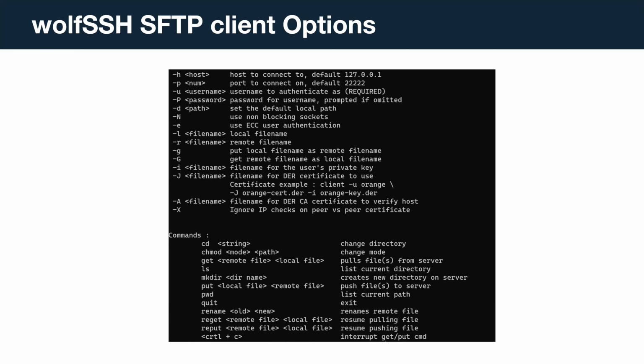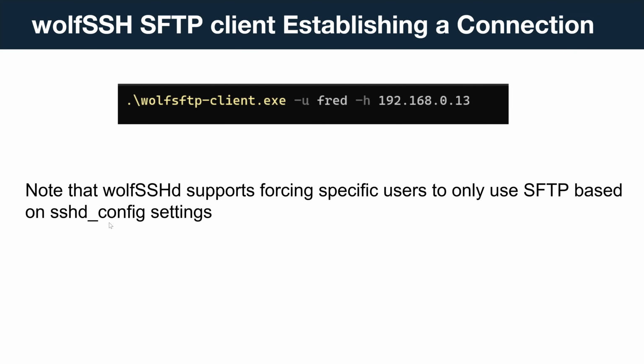On the bottom here, it shows the typical SFTP commands if it is opening up in interactive mode. You have change directory and list directory. And this is an example command of using the wolfSFTP client. Again, you need to pass the username and then the host that you're going to be connecting to.